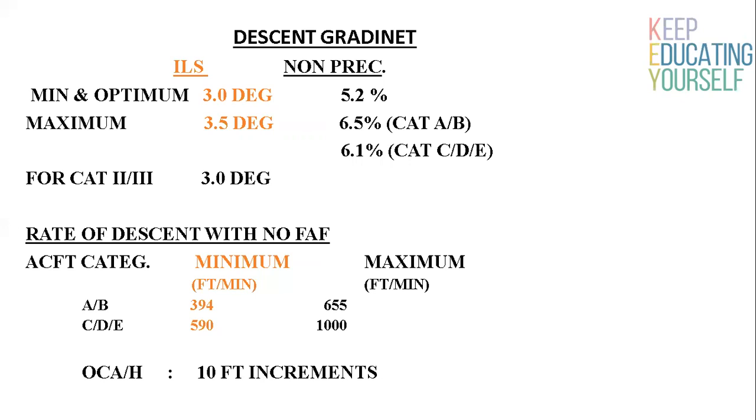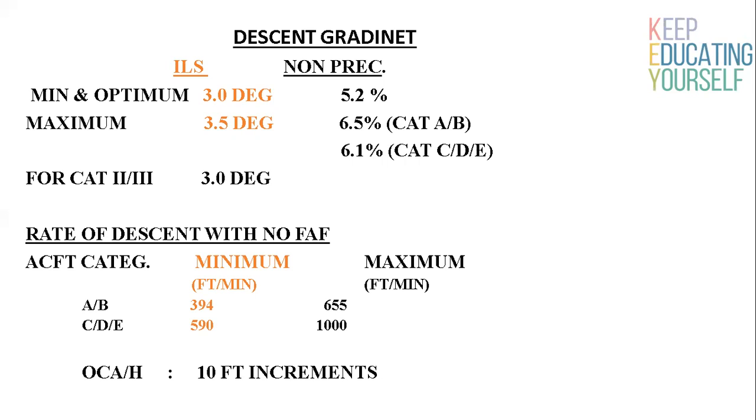Rate of descent where there is no FAF: minimum for category A and B, 394 feet per minute. For other categories, it will be 590 feet per minute. Maximum rate of descent for category A and B will be 655 feet per minute, and for others, it will be 1000 feet per minute.